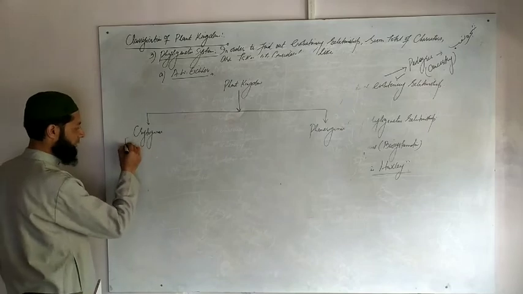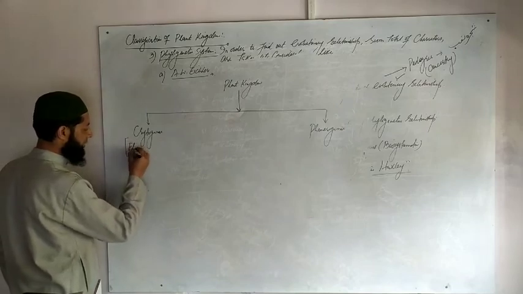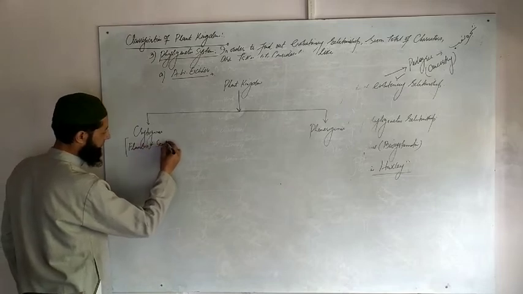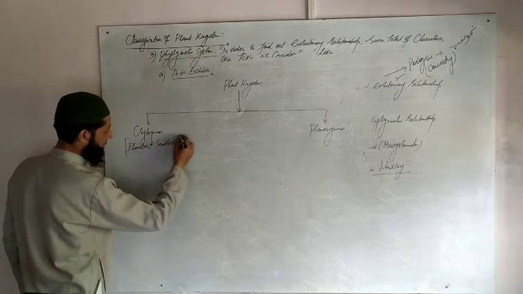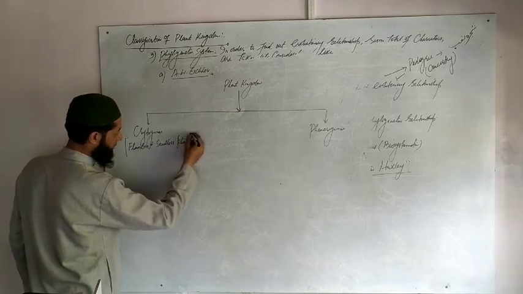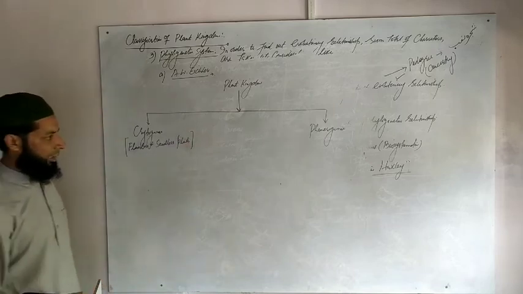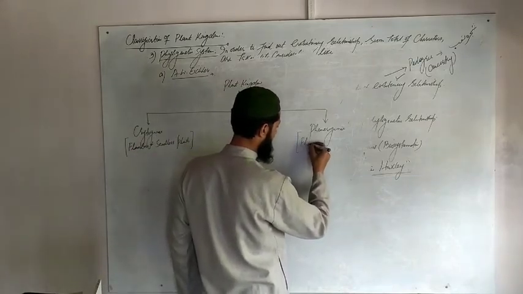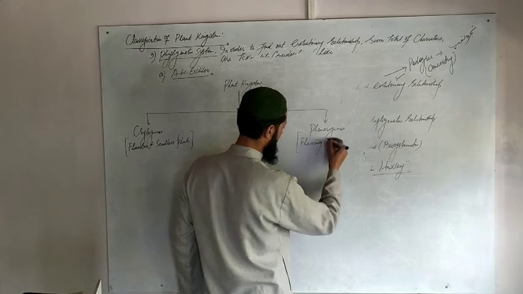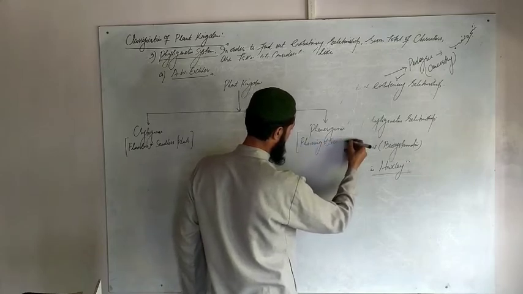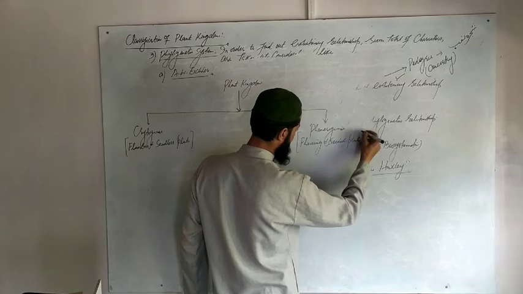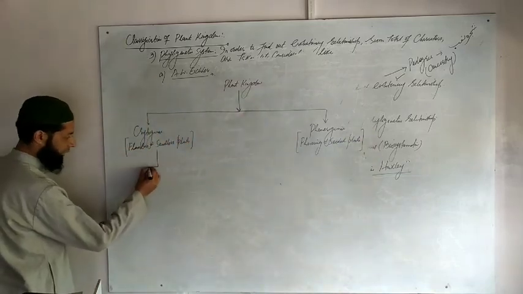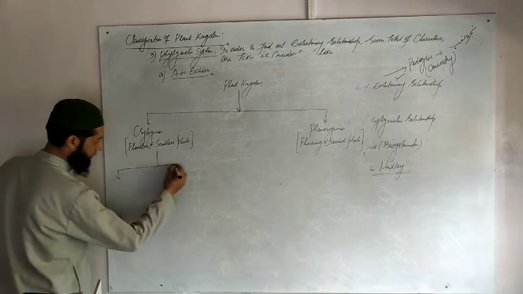Cryptogamy, also called flowerless and seedless plants. And second, phanerogamy, flowering and seeded plants. And cryptogamy is again further divided into three types.